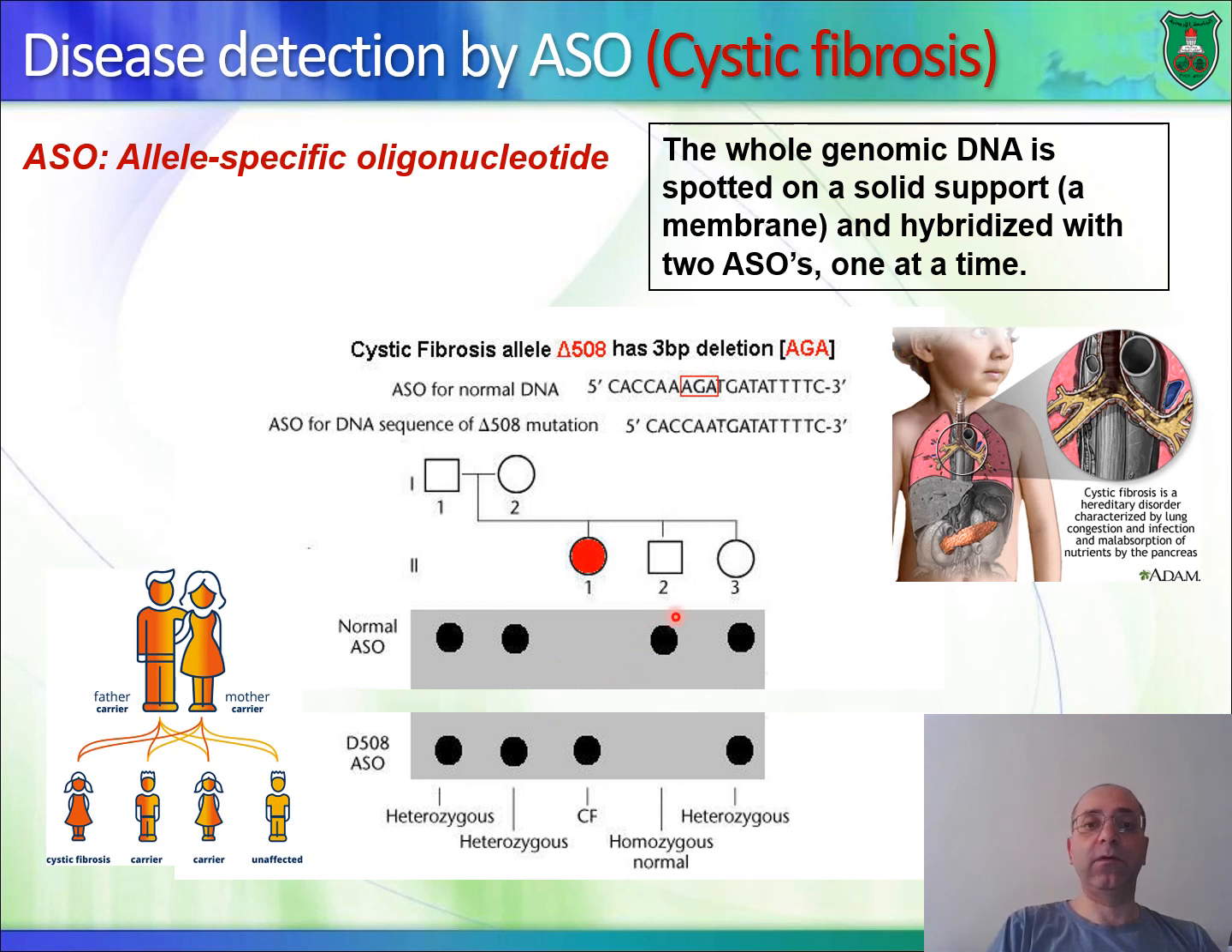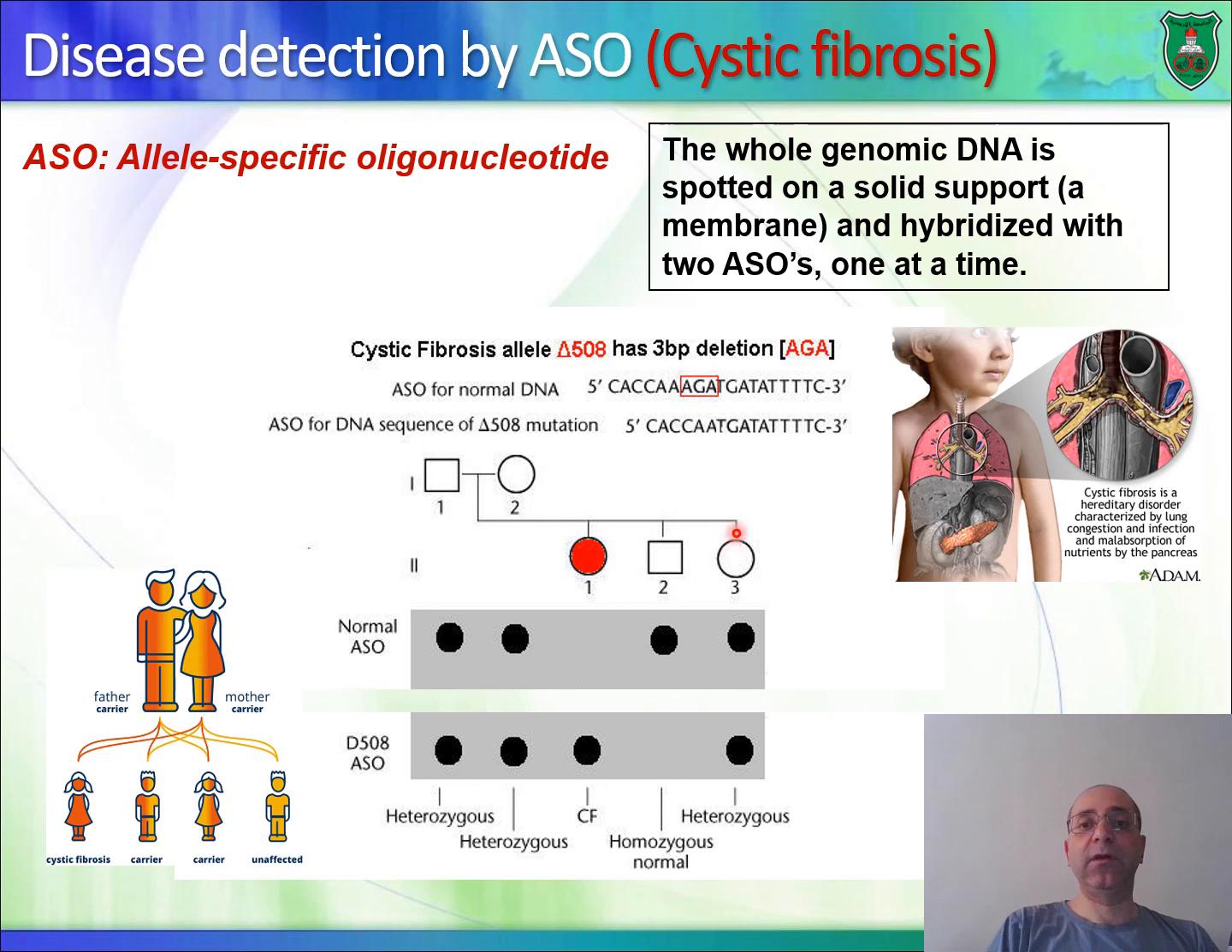Let's look at this boy right here. The boy has signal coming out from the spot when the normal allele specific nucleotide was added, but not when the mutated allele was added. This means that this person is homozygous, just like his sister, except that he has both alleles as the normal alleles, and he doesn't have the mutated allele, whereas his sister has both alleles with the mutation, with the deletion. She doesn't have the normal allele.